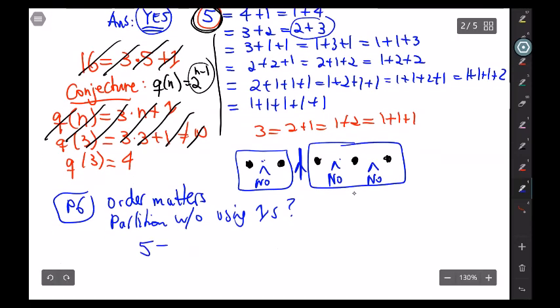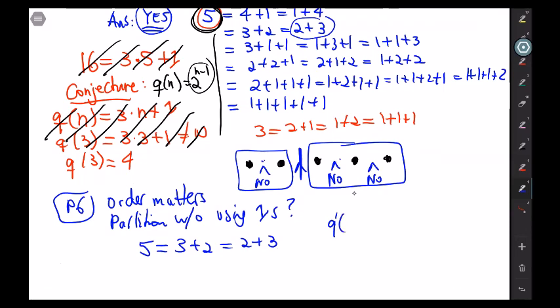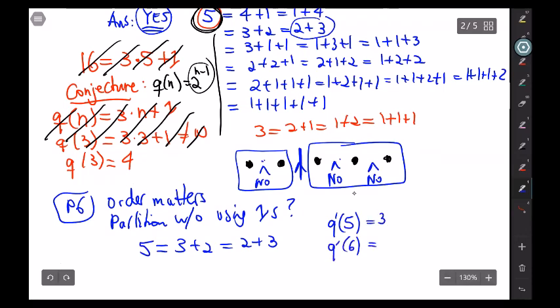We can write it as 5, or 3 plus 2, or 2 plus 3. That's it. So the answer would be, let's call it q prime. Q prime means you are not allowed to use 1, okay? So q prime of 5 apparently is equal to 3. Can you tell me what q prime of 6 is? What is q prime of 6?